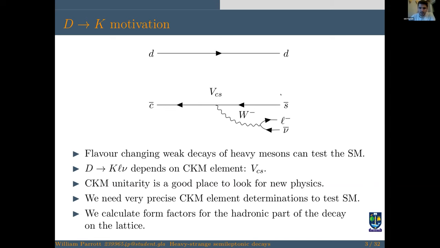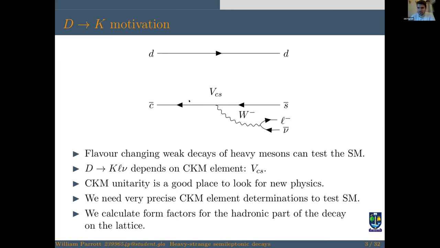This is the Feynman diagram for D→K. There's this flavor change, and there's an associated CKM matrix element, in this case VCS. As we know, in the Standard Model the CKM matrix is unitary, and a good way to test the Standard Model is to check that unitarity using independent determinations of the matrix elements, which is exactly what we're going to do here. We can calculate the hadronic part of this on the lattice, compare with experiment, and extract the VCS determination from that.